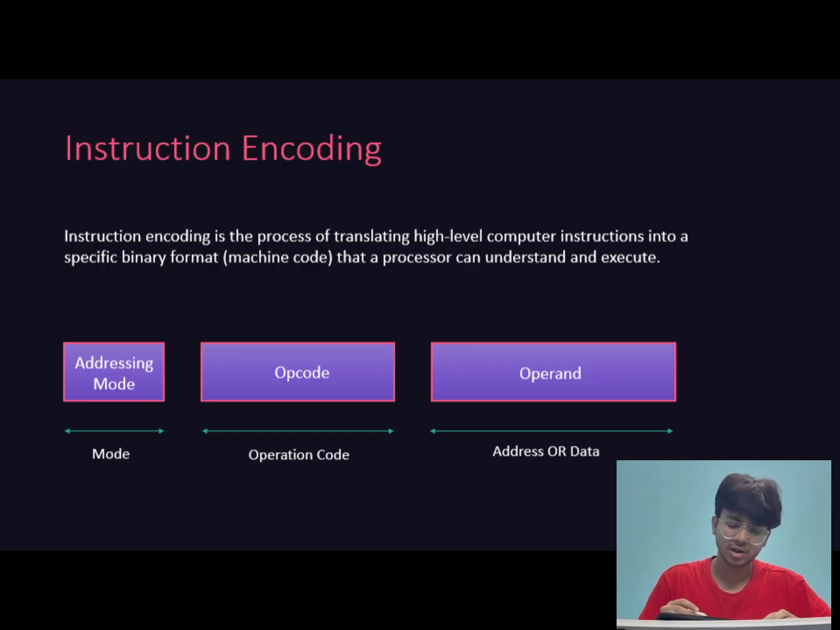Instruction encoding is the process of translating higher level computer instructions into a specific binary format that a processor can understand and execute. Now this binary format contains three parts: the addressing mode, the opcode, and the operand. The addressing mode is what kind of instruction it is. For example, it can be a complex instruction, and the opcode is the number of instructions in that addressing mode. For example, a complex instruction can have 32 opcodes, 32 instructions which will be distinguished by the opcode, and the operand is the registers we are using for that encoding.